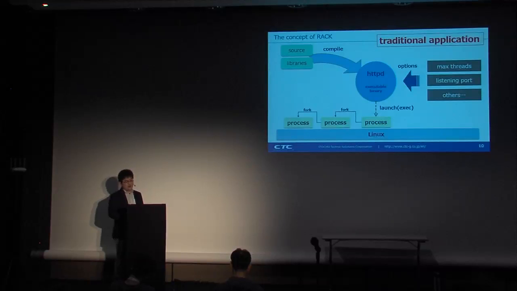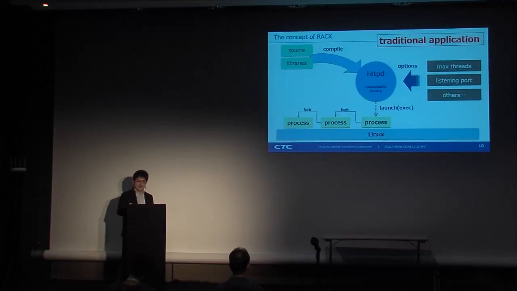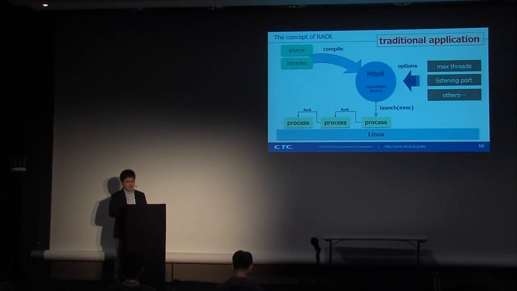Now, let's move on to the technical part. I will start with the RAC concept. The RAC is designed with reference to the behavior of a traditional application. The picture shows an example of executing a program on the Linux system. This is a traditional application. First, it compiles the source code and creates the executable binary of httpd. And in order to create the process on the Linux, it executes the httpd command with options. The started process will generate separate processes on Linux with exec and fork orders.